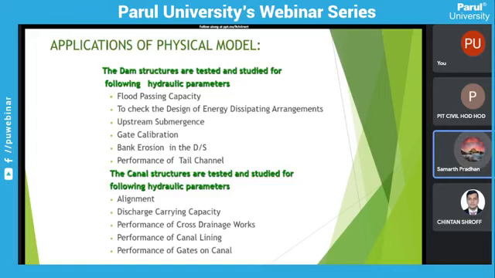Then performance of canal lining. You might have studied there are various types of canal lining. It may be brick lining, it may be CC lining. What is the performance of a particular lining material? That is first tested on the physical model. Then performance of gates on the canal. You have already studied the head regulator and cross regulator. These are the types of gates fixed on the canal network to operate the canal. They are also tested first on the physical model.